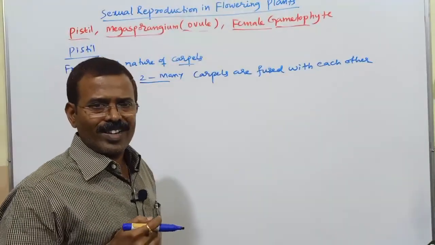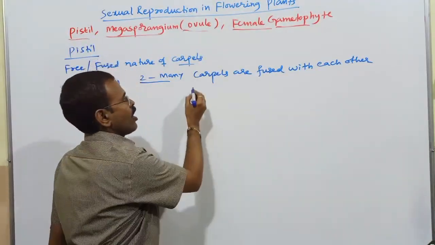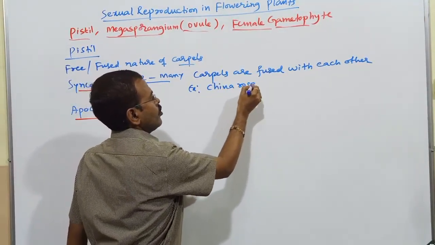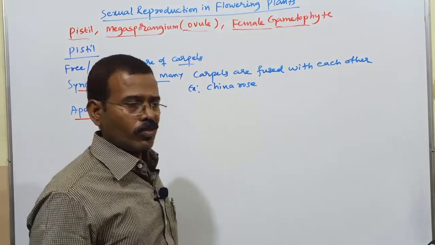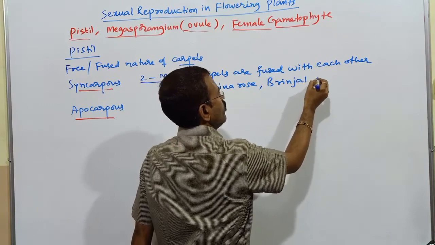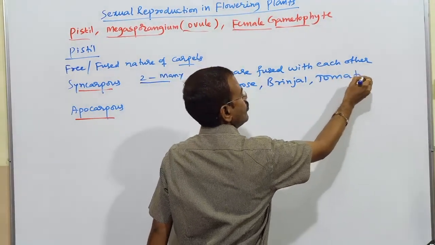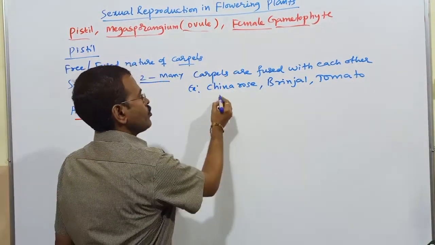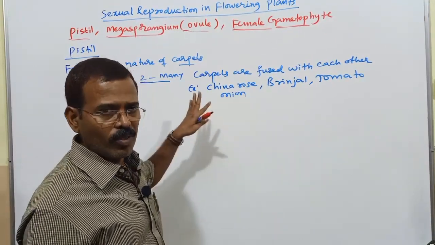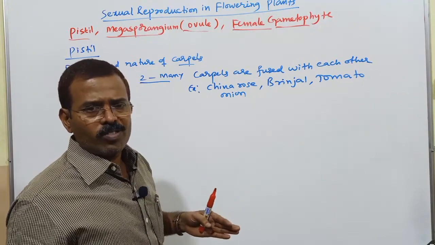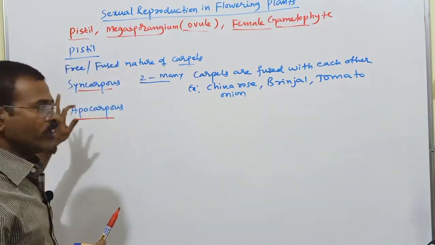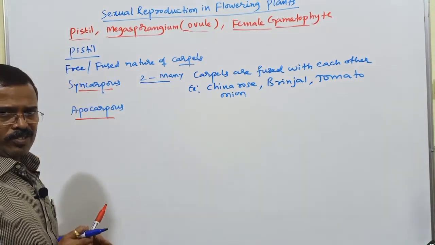So syncarpous condition you can see in examples: China rose, that is hibiscus, brinjal, tomato, onion, etc. These are all the examples where the number of carpels is variable, two to many, and these carpels are fused. Then this condition is called a syncarpous condition.